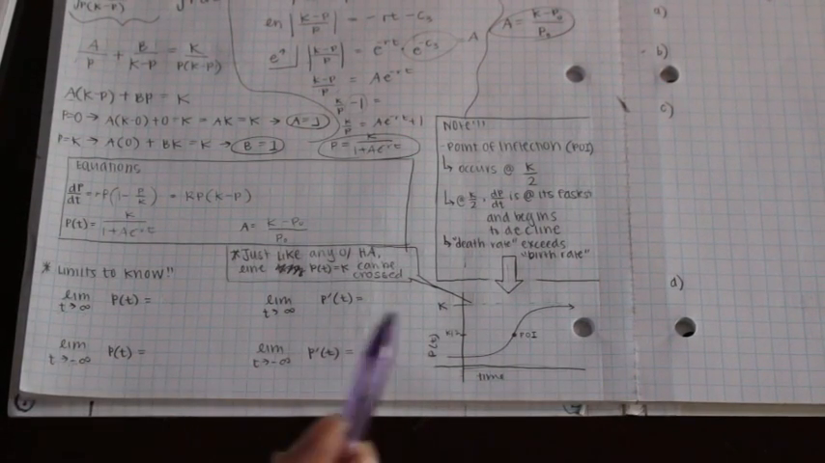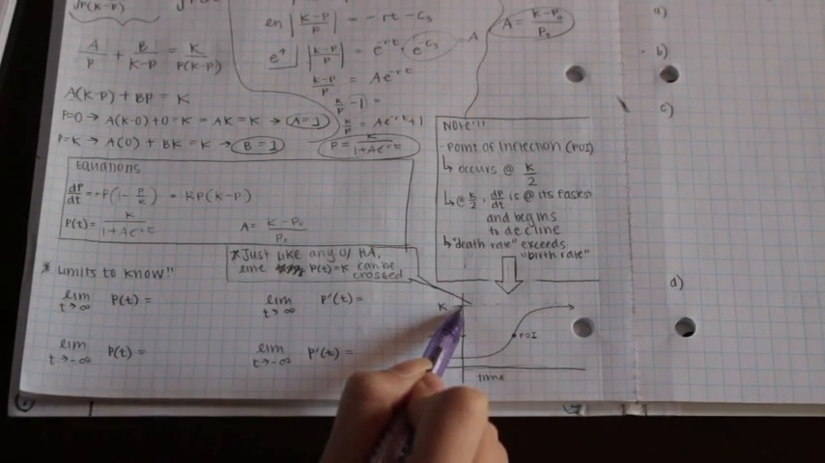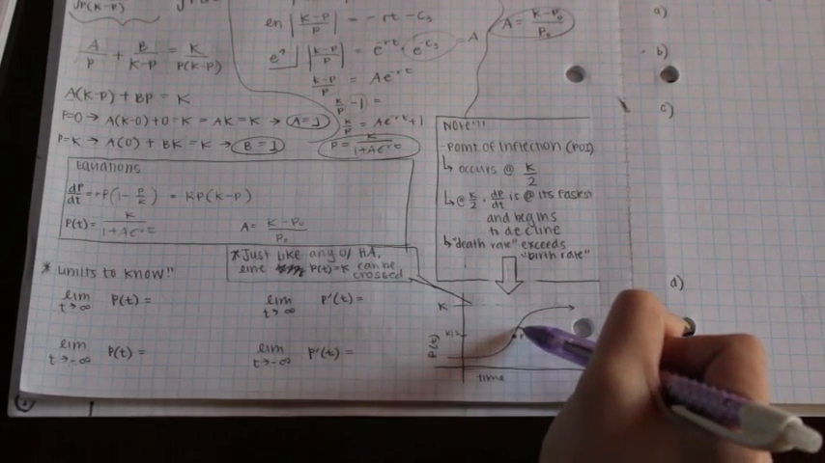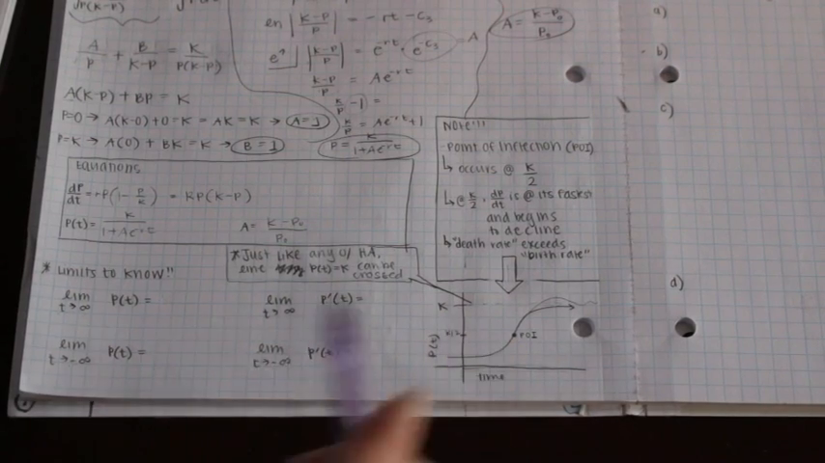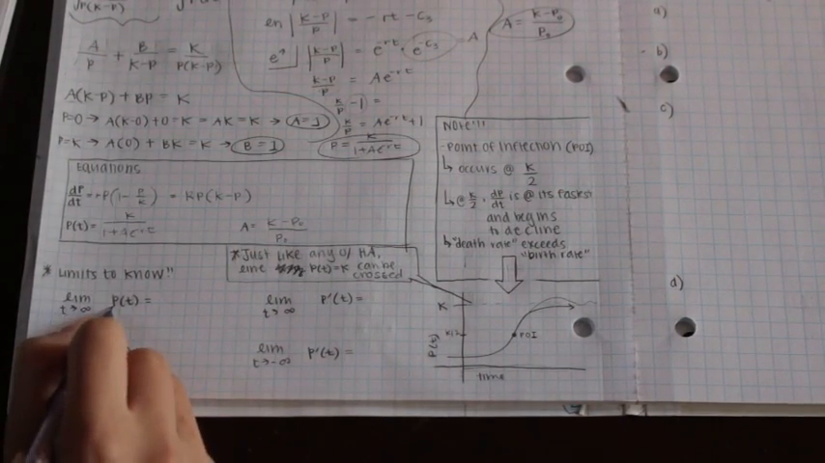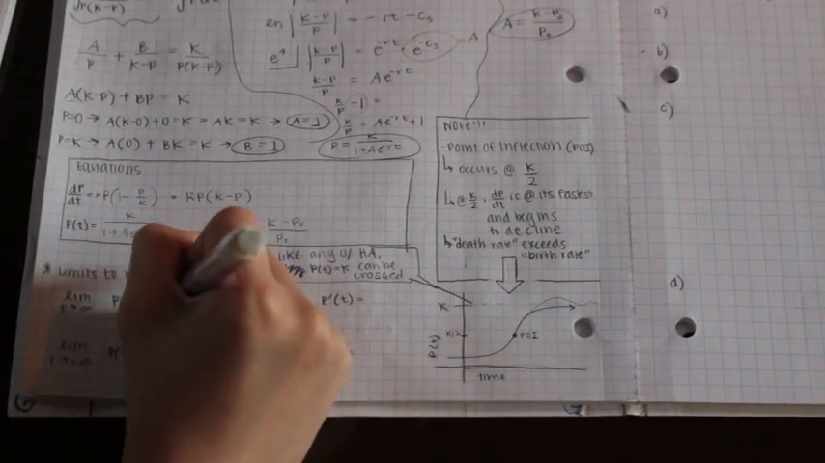And also note that since this is a horizontal asymptote, it can cross and go above like this, but it will eventually go back to K. So for this we can put that as equal to K.